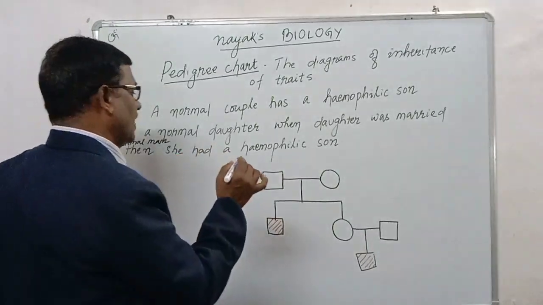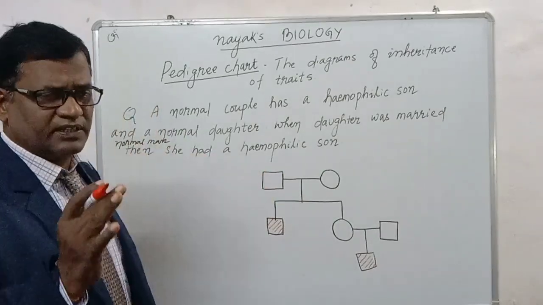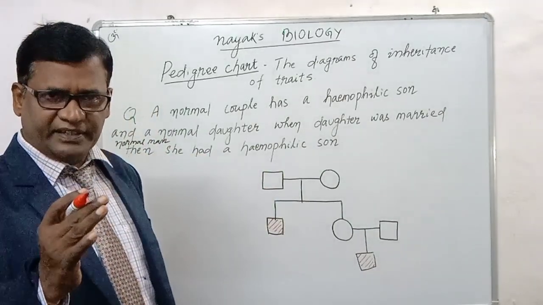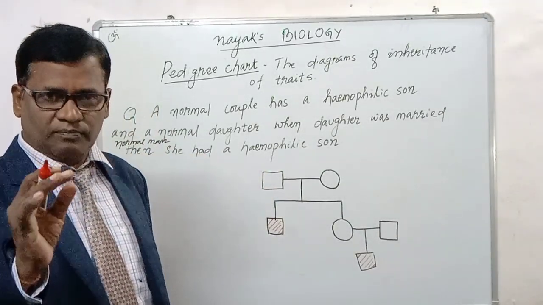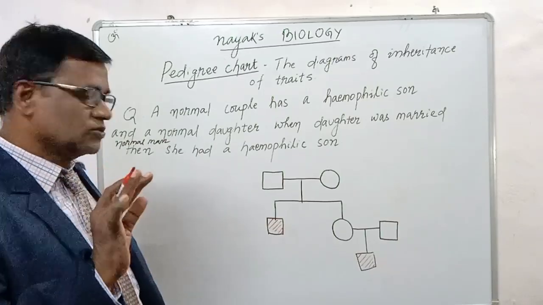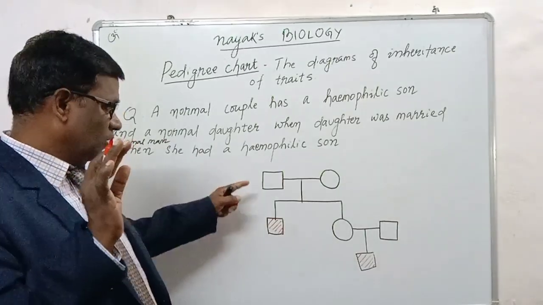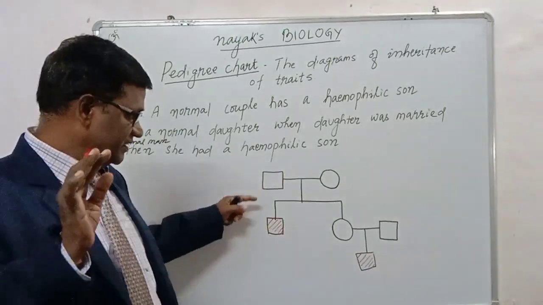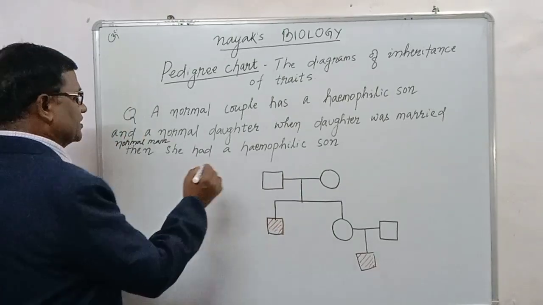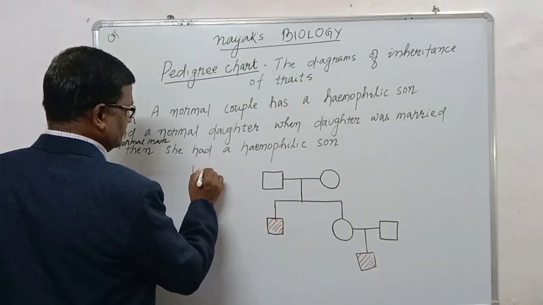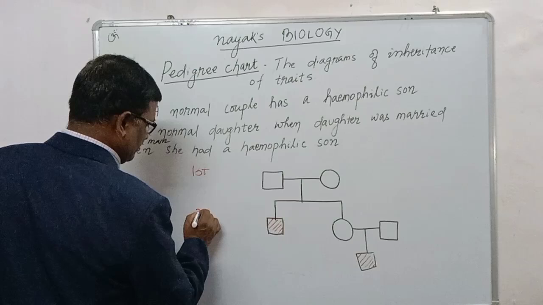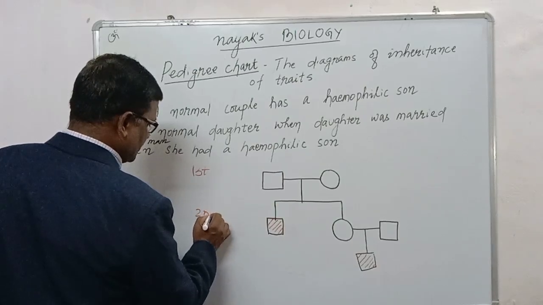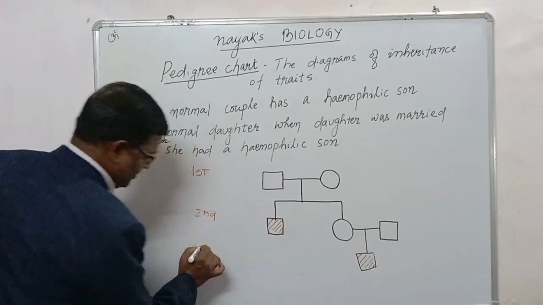Hemophilia is a disease where the clotting of the blood is prevented due to the absence of some factors. That we will not discuss. We will discuss how to find the genotype of each generation in the pedigree chart. You see, this is the first generation, this is the second generation, and this is the third generation.